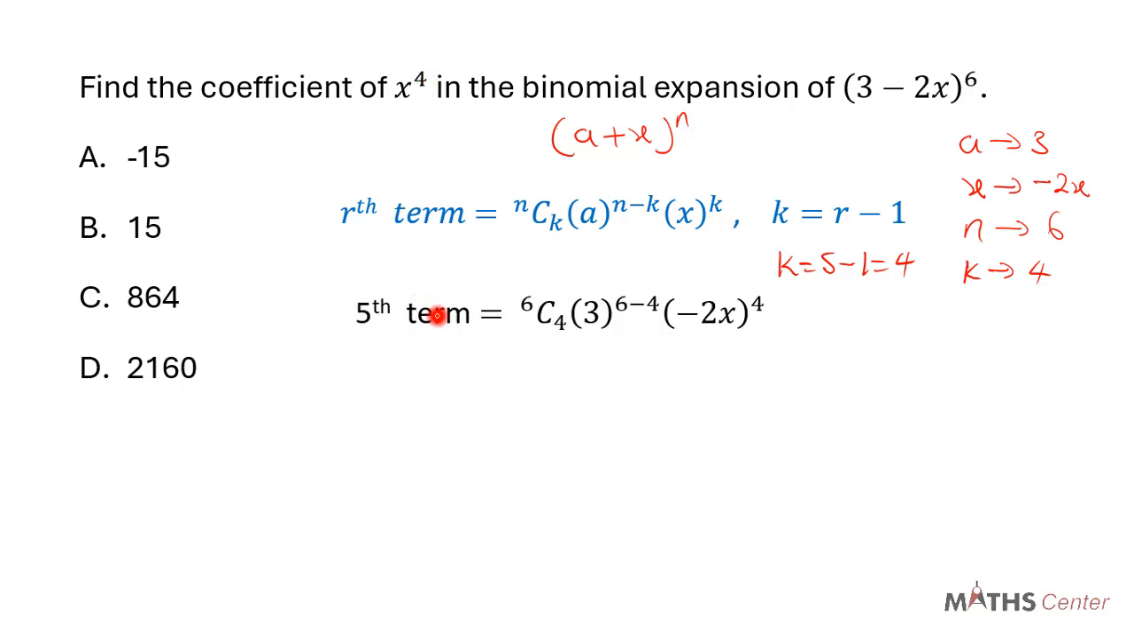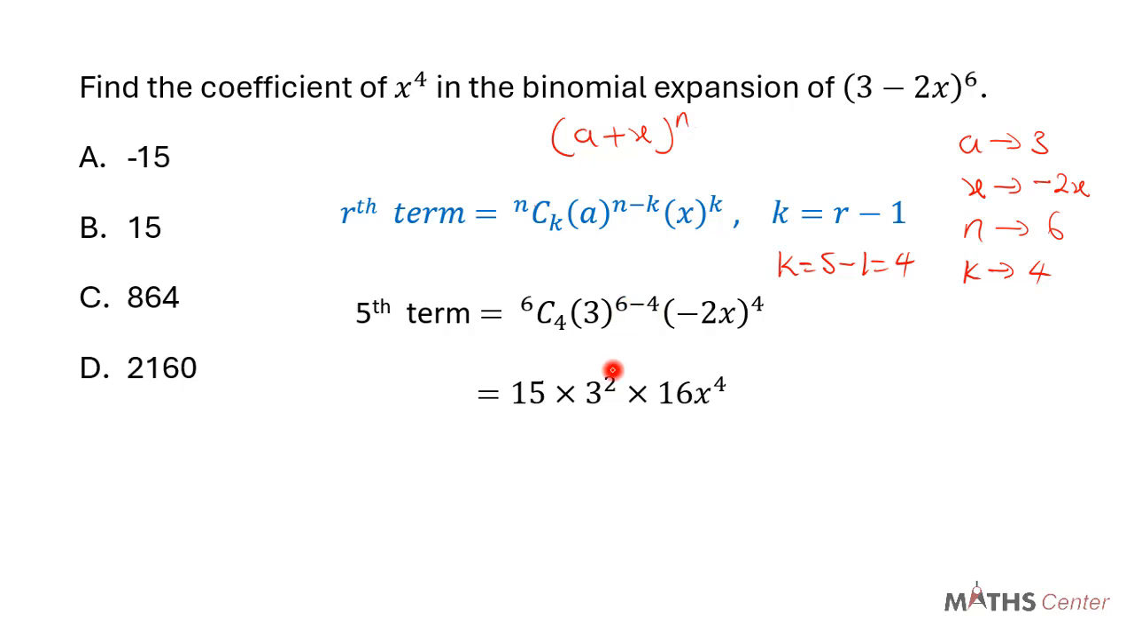So the fifth term will be equal to n is 6, so 6 combination k, which is 4, times a is 3, so 3 exponent n is 6, k is 4, so 6 minus 4, times x is negative 2x, because negative 2x is the second term here. So negative 2x exponent k, k is 4, so exponent 4.